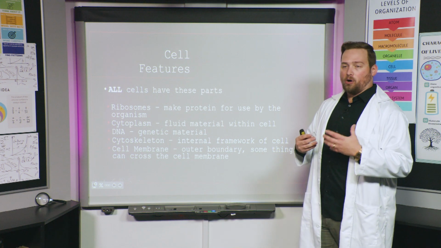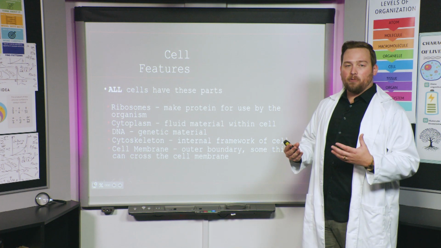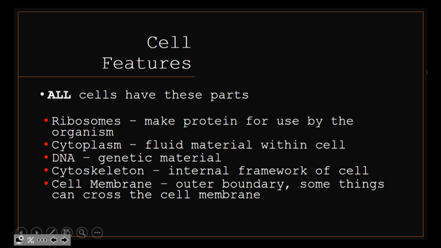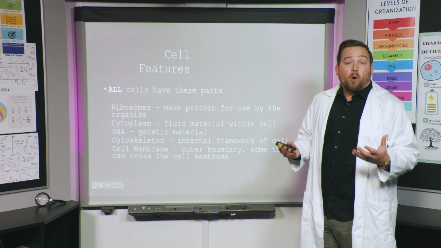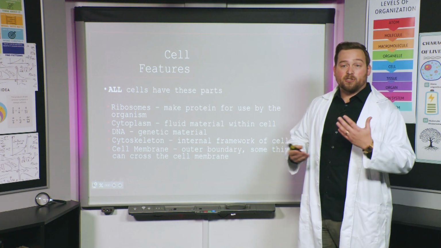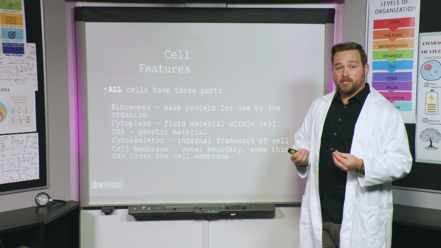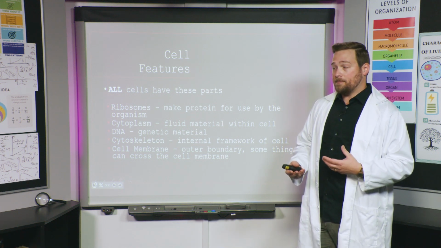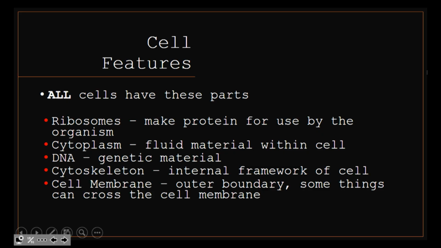Something else that all cells have is cytoplasm. Imagine a balloon that you let all the air out of. It would deflate. We don't want that to happen to your cells. We want to keep them inflated, so we fill them up with this jelly-like fluid substance called cytoplasm. Another thing that all cells have in common is DNA. What is DNA?